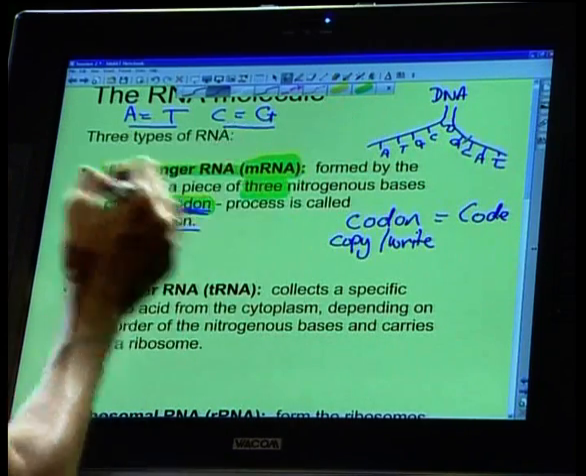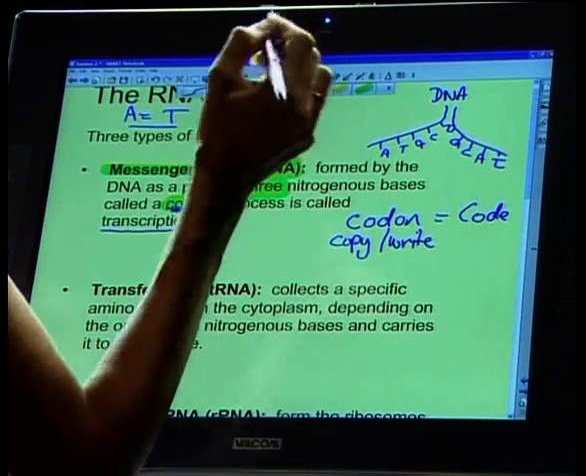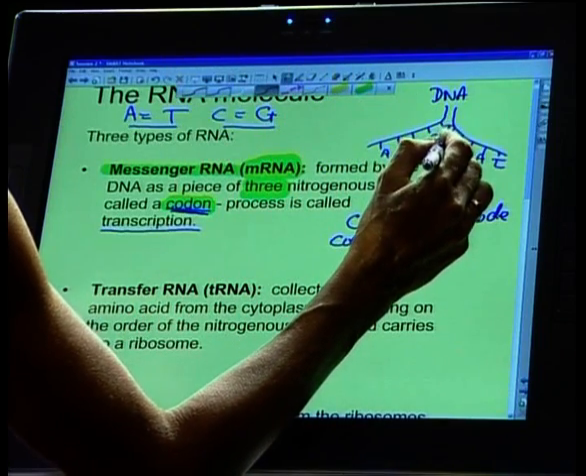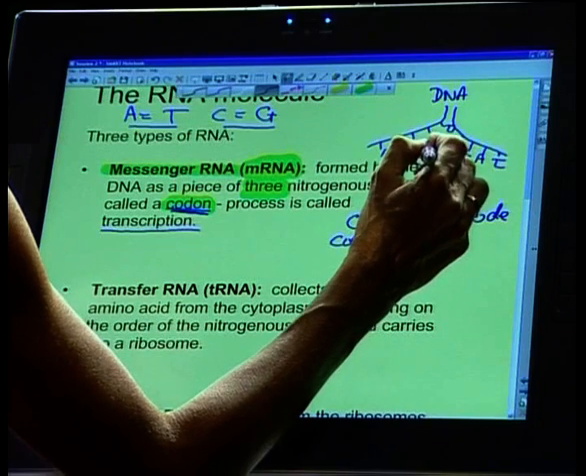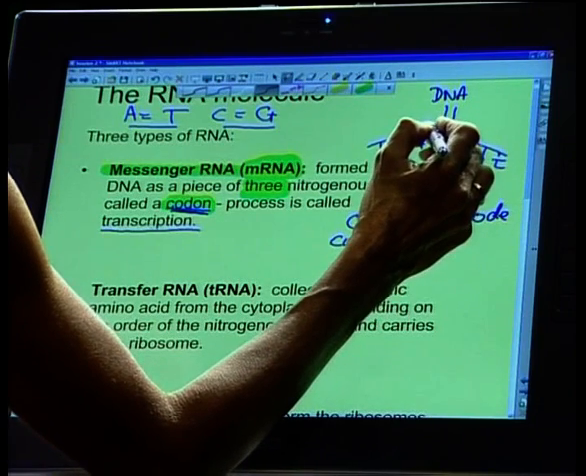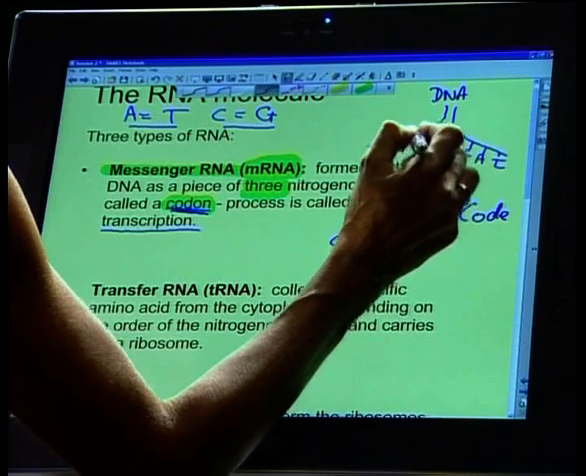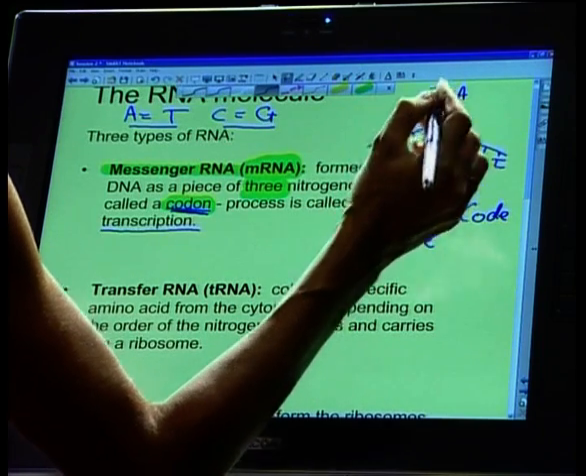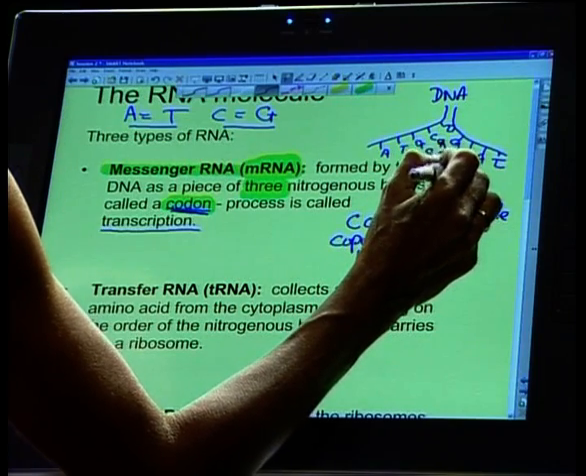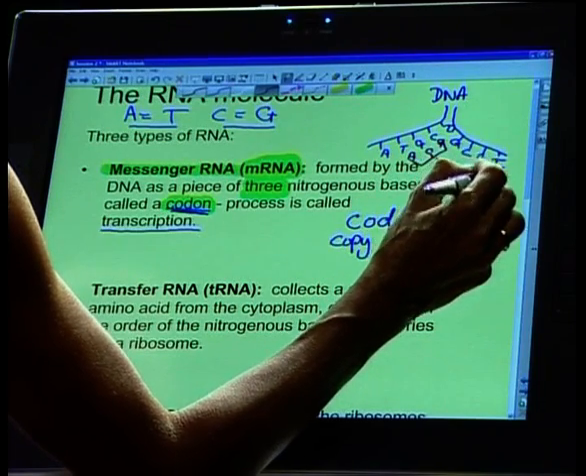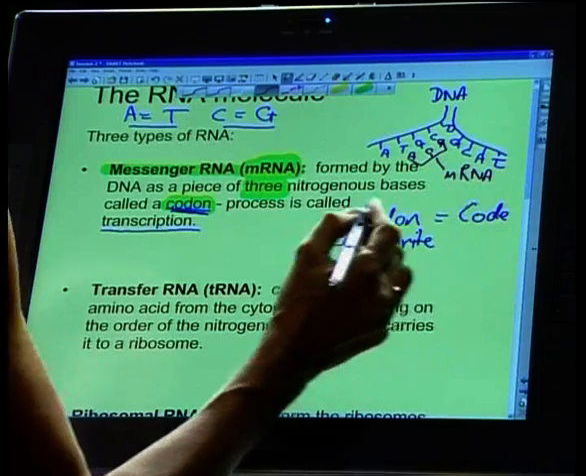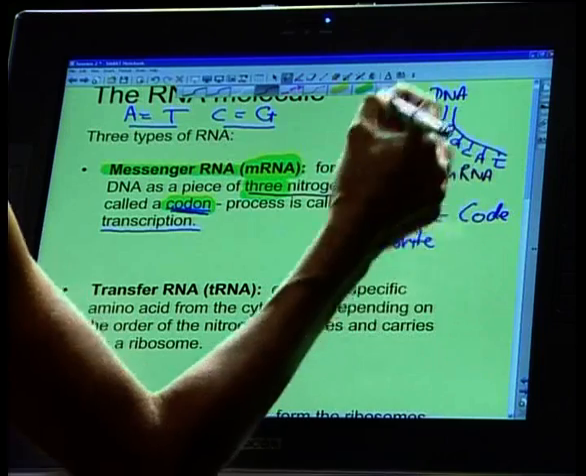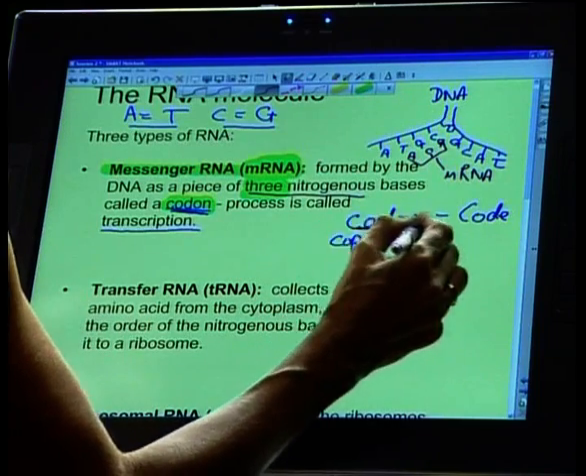Now, your messenger RNA is going to come in here, and it's going to say, okay, I'm going to work in pieces of 3. So it's going to come along here, and it's going to give the opposite. So instead of C, it's going to be a G. Instead of G, it'll be a C. And instead of T, it's going to be an A. So this here will now be my messenger RNA. And that code of 3 little nitrogenous bases, 1, 2, 3, the code is called a codon.